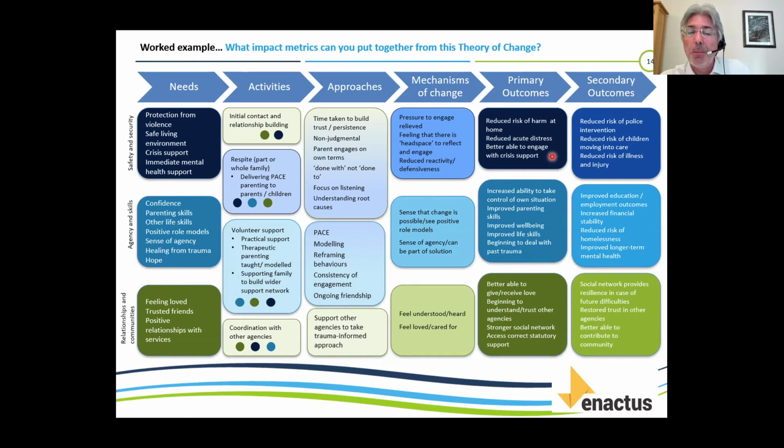Then in the medium blue one, improved parenting skills, improved well-being. They're feeling better relationally, in mental health, physically often. And then in the green one at the bottom, I'll just highlight stronger social network. They've got a stronger social network. So there's one or two clues in that lot as to the ones that you might fancy focusing on in the exercise. So better able to engage with crisis support, improved parenting, improved well-being, and the stronger social network.